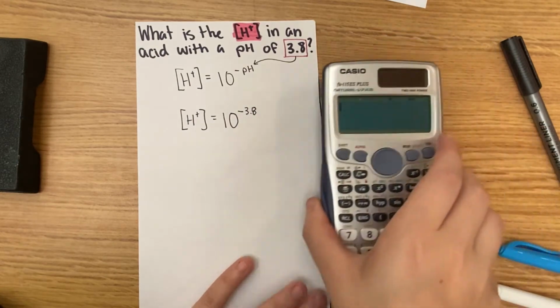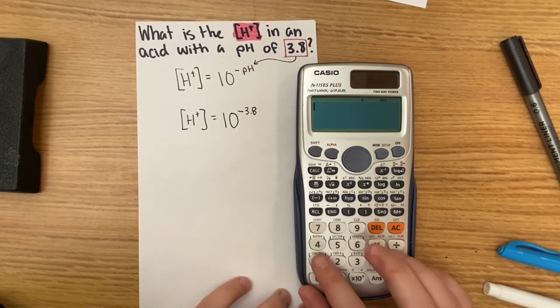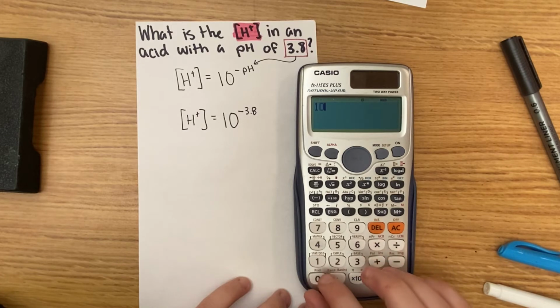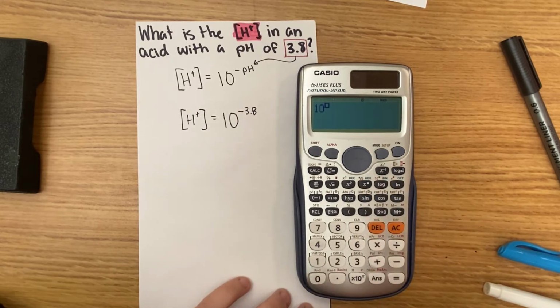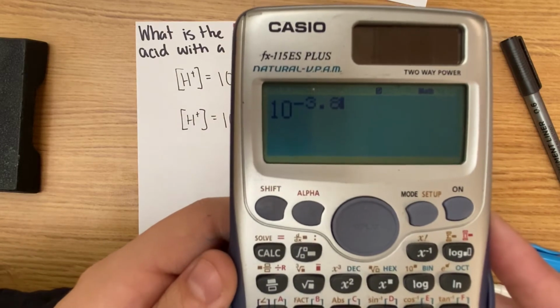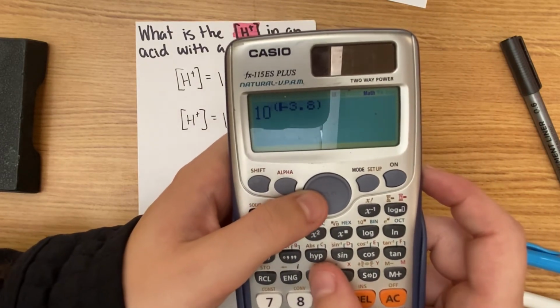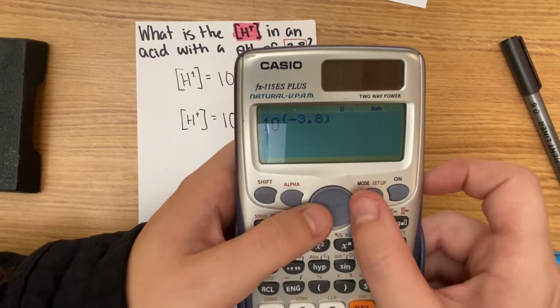So here's what that's going to look like in my calculator. Obviously your calculator might look a little bit different than mine, but you can figure out how to type that in. So it's going to be just type in 10, your exponent button, whatever yours looks like, negative 3.8. So that's what you should have in your calculator. You might have to put parentheses around the negative 3.8 depending on the calculator.